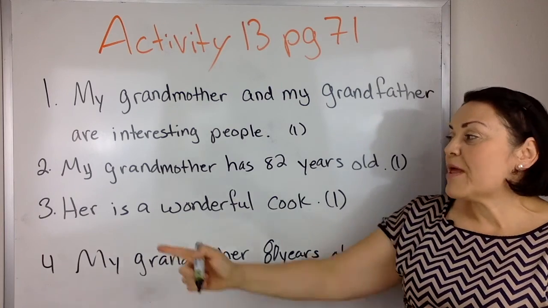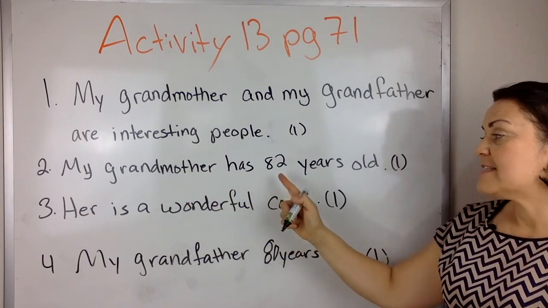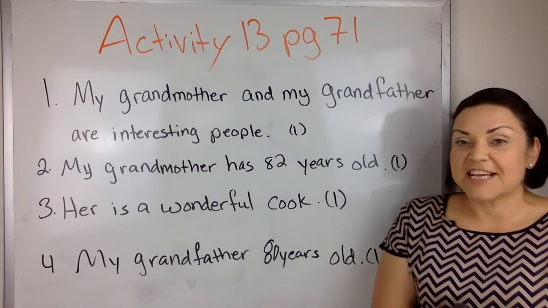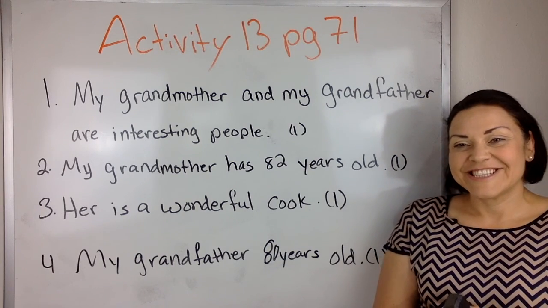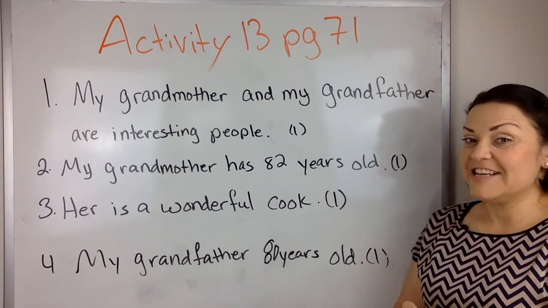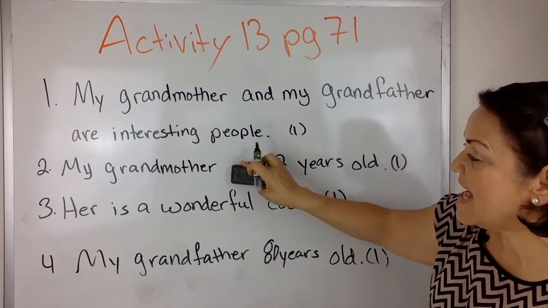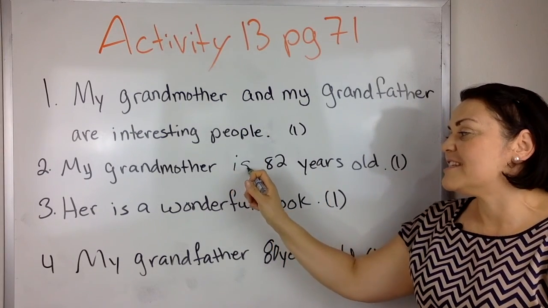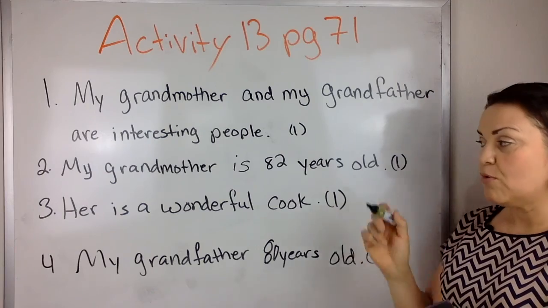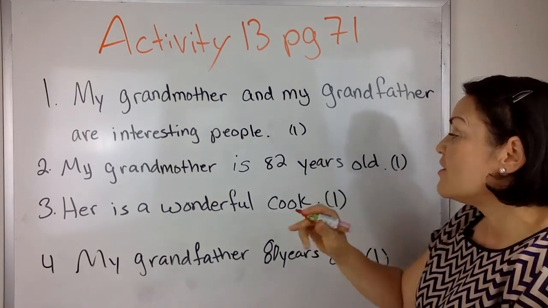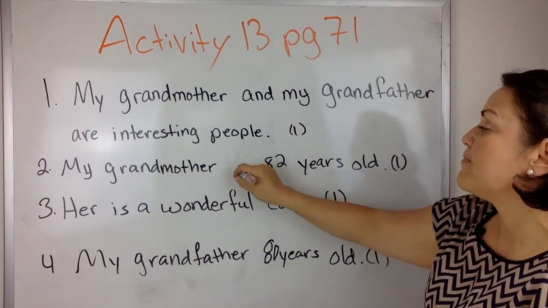Number 2, my grandmother has 82 years old. There's one mistake. Good. My grandmother is. This is past tense, and it's the wrong one, but my grandmother is 82 years old. Let me try a different marker so you can see where we're fixing things.